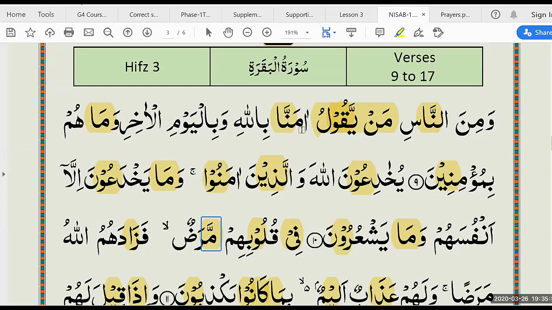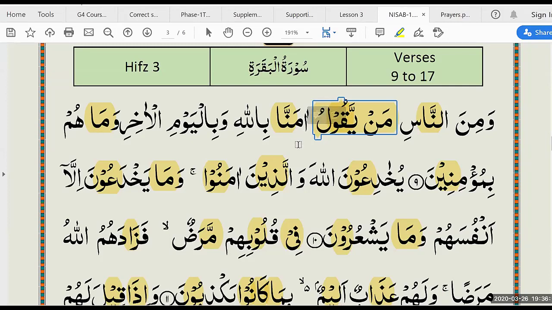Try again. Amanna. Okay, excellent. So what do we have on top of alif? Vertical fatha. What sign? Excellent. Well done.